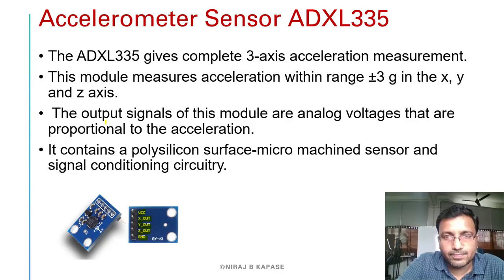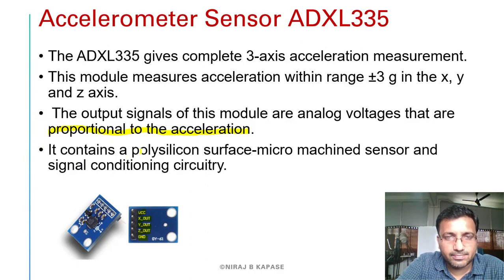The output signal of the module is analog voltage that is proportional to the acceleration. So we will receive the output signal in the form of analog voltage, and that is proportional to the acceleration. Okay, output voltage is proportional to the acceleration.